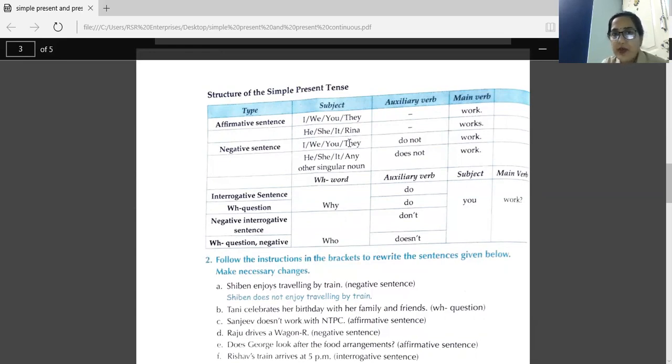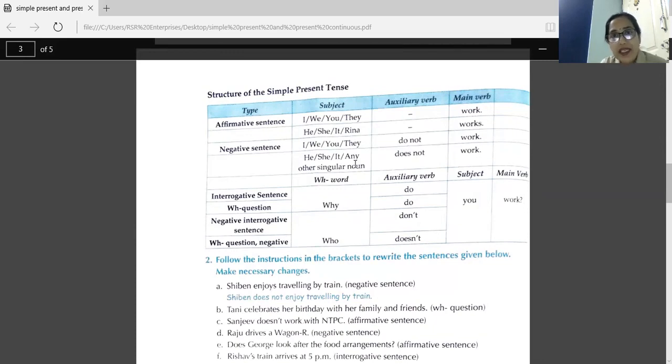Now see this negative sentence. Subject, again you have I, we, you, they. Now it's negative, so you have to use do not or does not. With plural we use do not, and with I and you as well. I is singular, you is both plural and singular, but with them we use the plural formation. So we have do not here since it is a negative sentence, and with do not we have the word work without s or es. He, she, it, or any name given there.